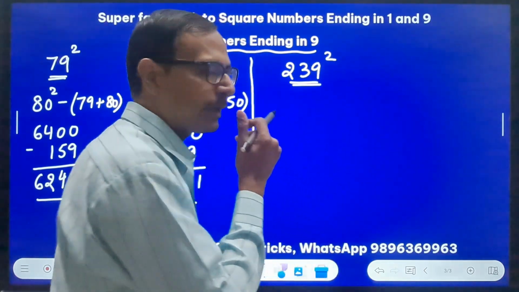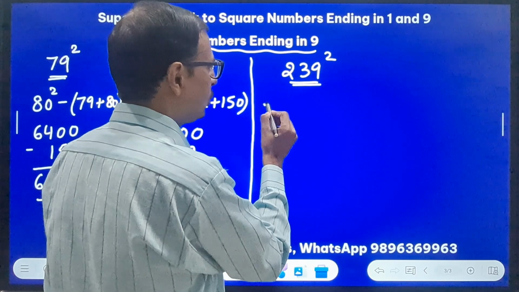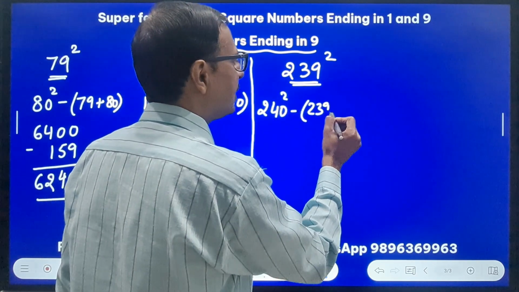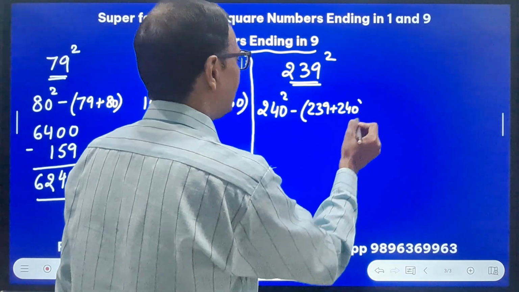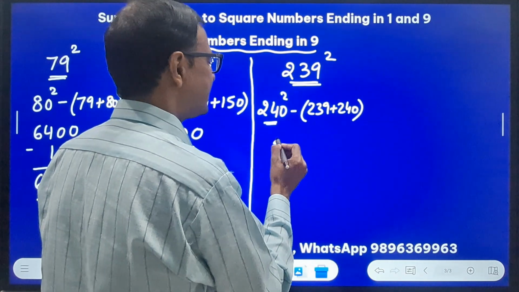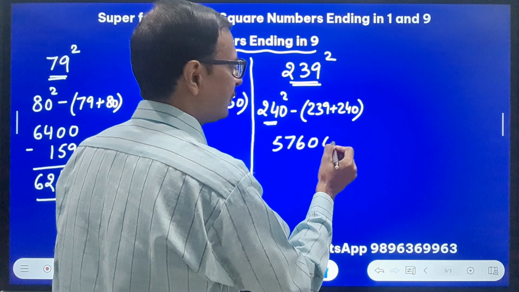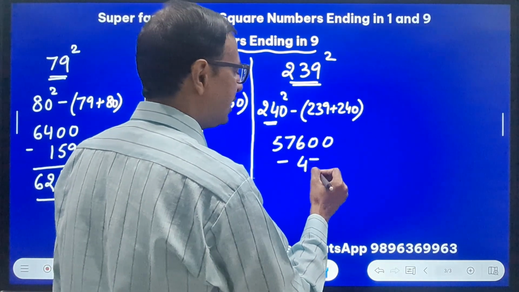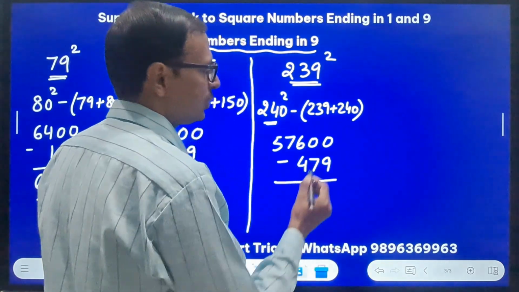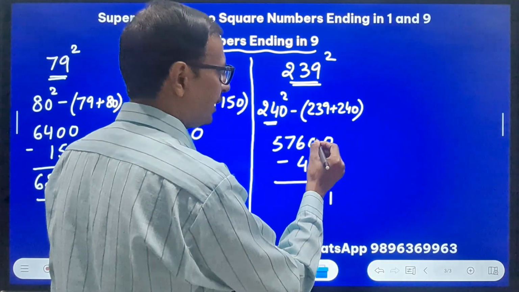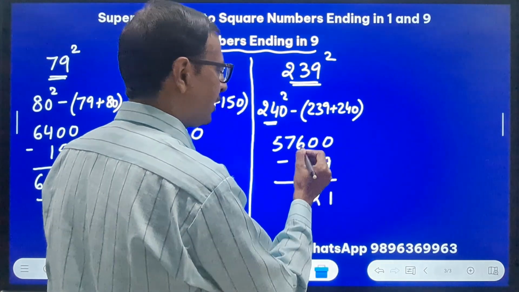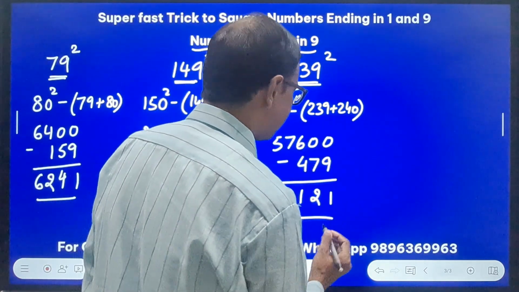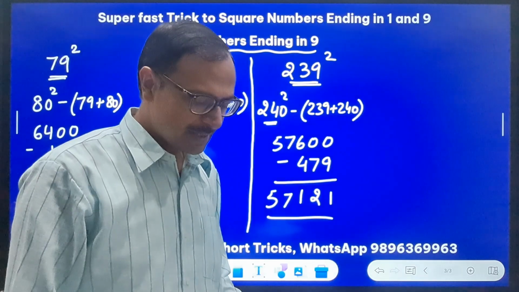Let's take more larger numbers, say 239 square. So very close to 240. So we'll do 240 square and subtract what? 239 plus 240. Now 24 square is 576. So 00 and subtract 240, the double is 480, so 479 from this. So you get 10 minus 9, 1, 9 minus 7, 2, 5 minus 4, 1, and then we have 7 and 5. So 57121 is the square of 239.